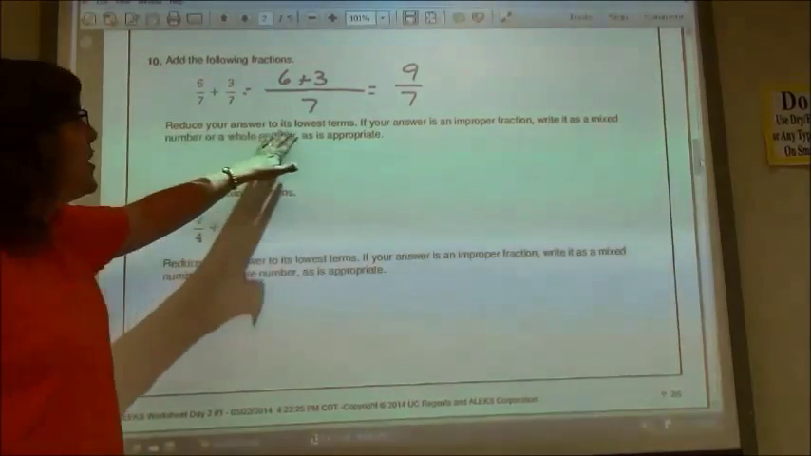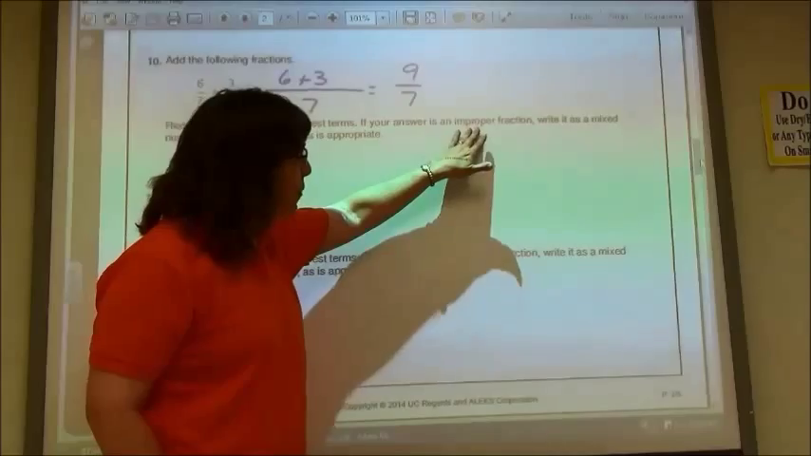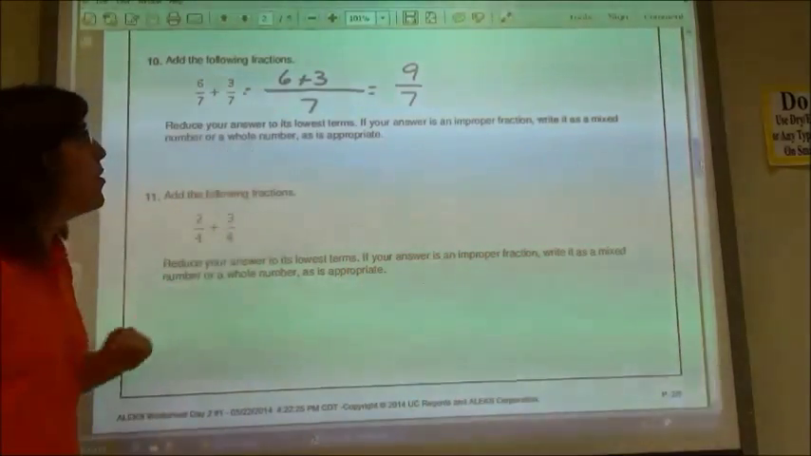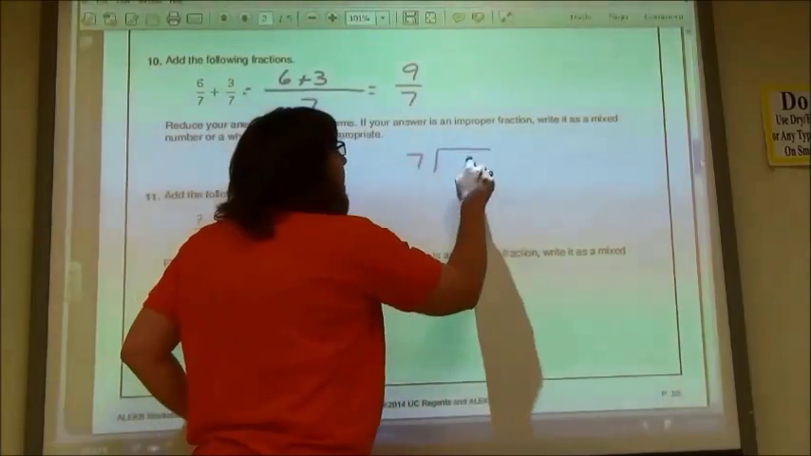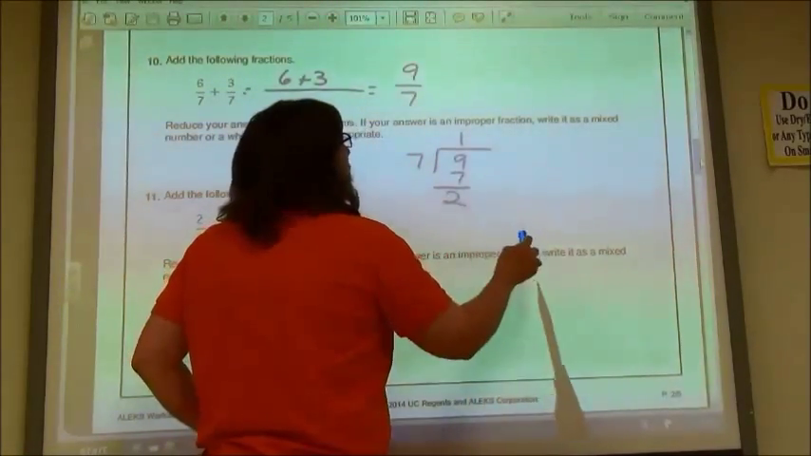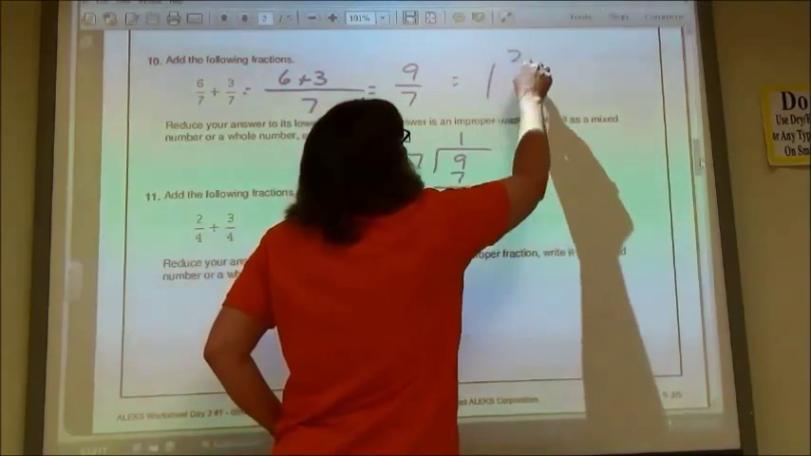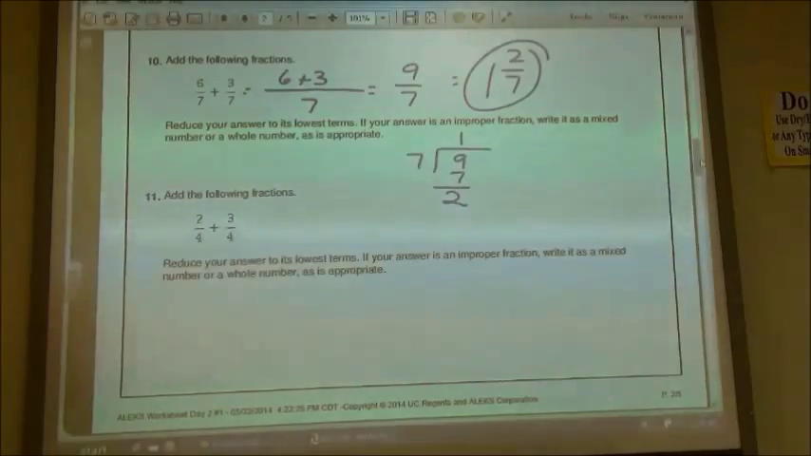Now I want you to reduce your answer to lowest terms, so if you could reduce it, you would. And if it's an improper fraction, write it as a mixed number or a whole number. It is an improper fraction, so I'm going to divide. 7 goes into 9 once, with 2 left over. So 1 and 2/7 is going to be my answer as a mixed number.